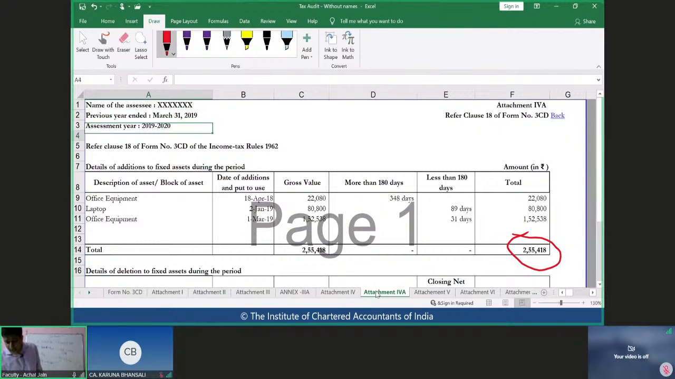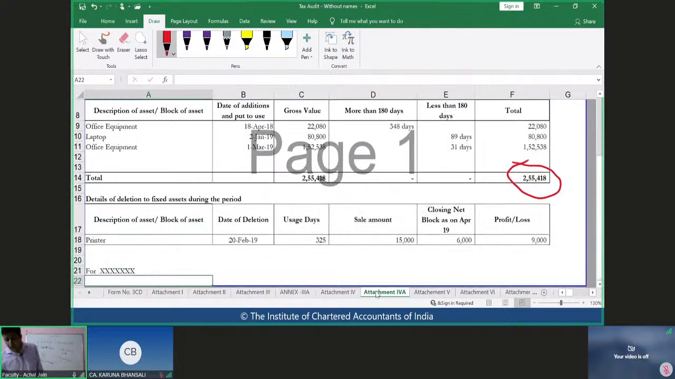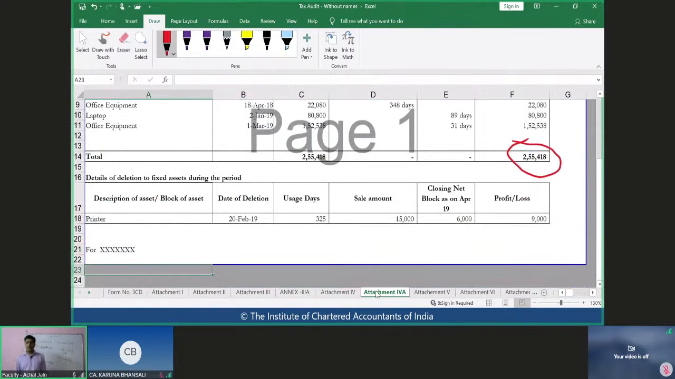Then after the additions, details of deletions to the fixed assets are also required to be furnished. And where can these particulars be picked from? These can also be picked from the fixed asset schedule of the financial statements, the PPE schedule, because the PPE schedule will contain all the details of deletions, which should be flowing over here, on which all of these amounts can be easily checked.